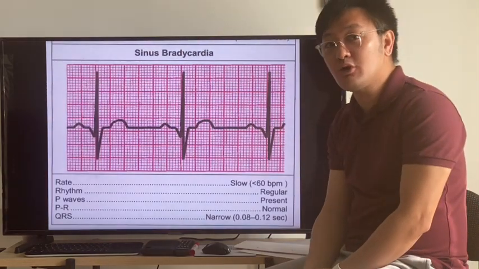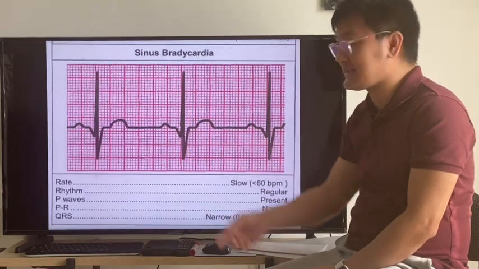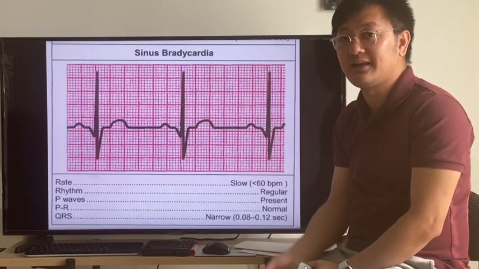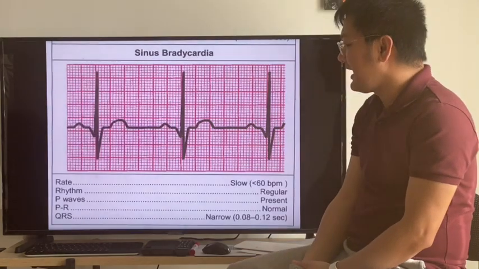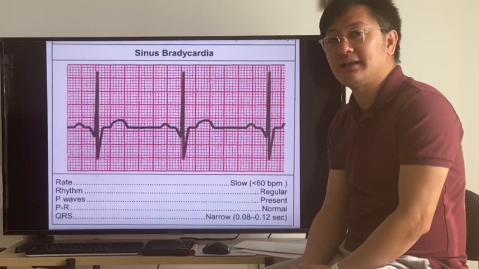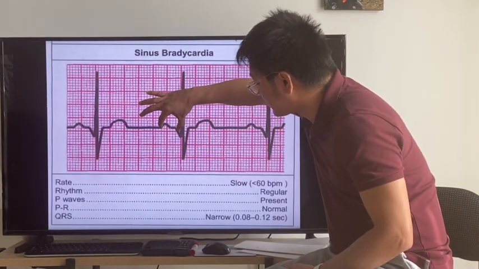So is it normal? No, because the normal is 60 to 100. Less than 60 is bradycardia. So now you know the patient here is bradycardic. Next, identify PR interval. The normal PR interval is 3 to 5 small boxes. So this is our PR interval.